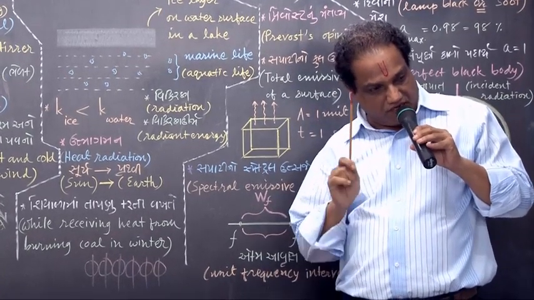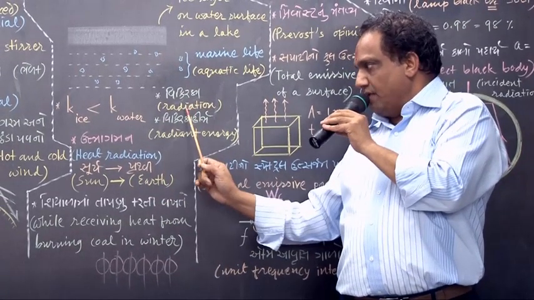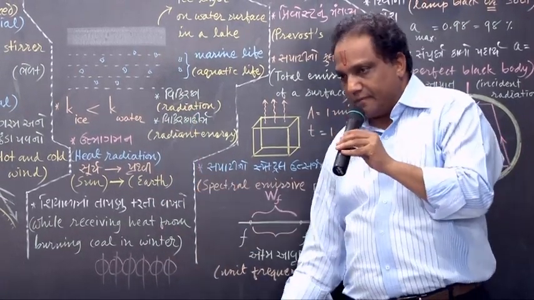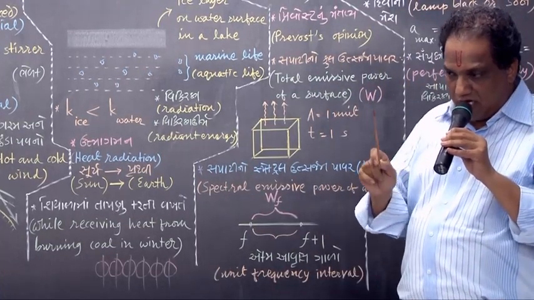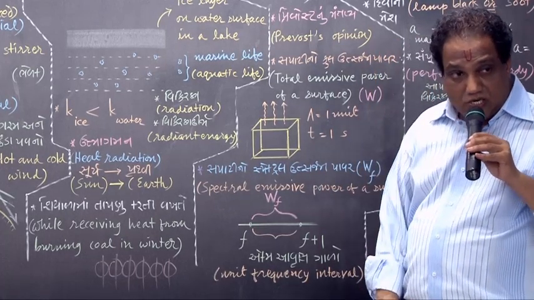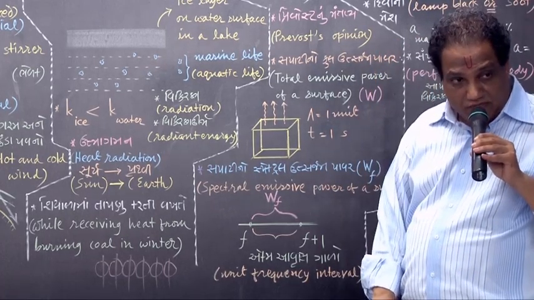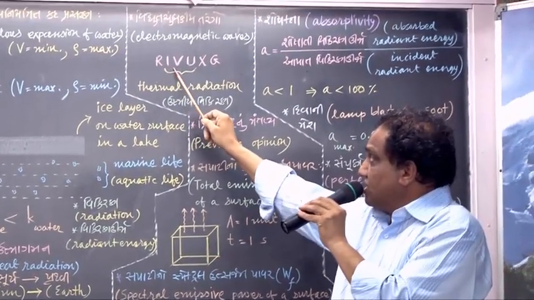Conduction, convection, radiation. Heat radiation. What do you mean by this word radiation? It is a name commonly given to all types of electromagnetic waves. Do you know the different types of electromagnetic waves by name? Remember this single word: Revoxg.